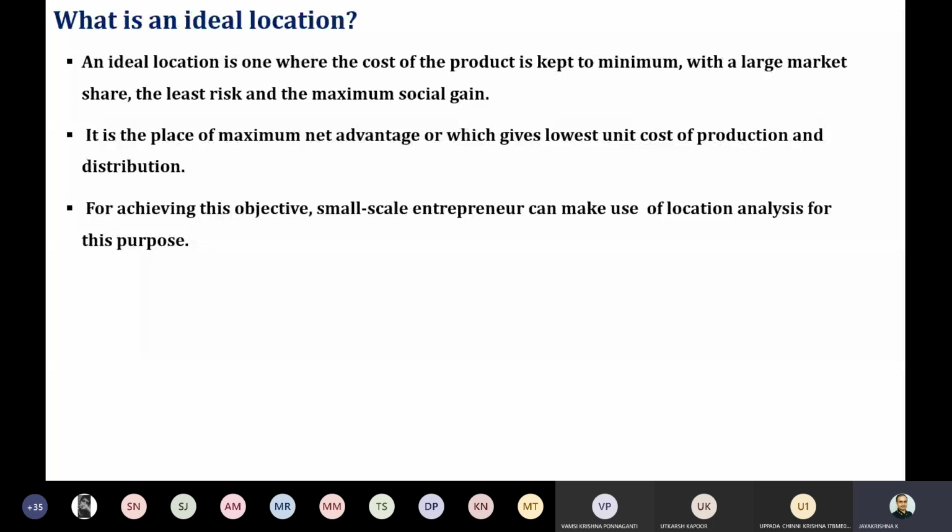All call centers were started in India because of cheap labor. When different policies were taken, they went to China, then to Philippines. So wherever they find cheap labor, people started moving from one location to another location.